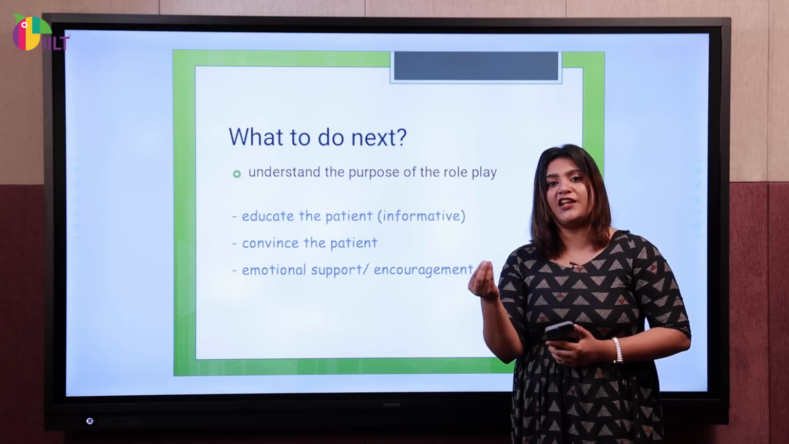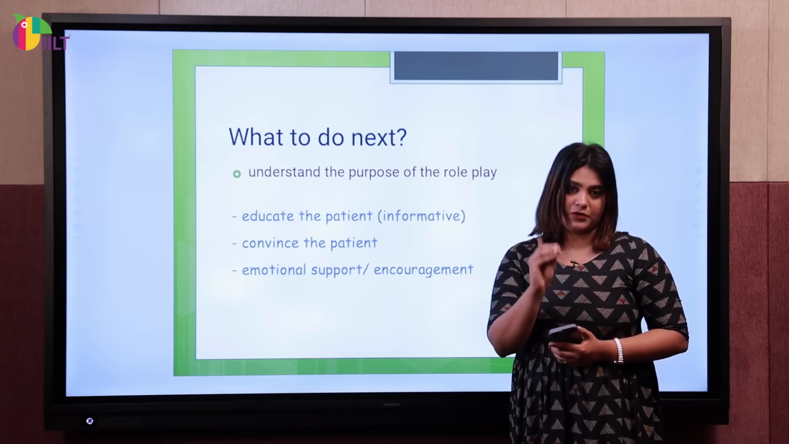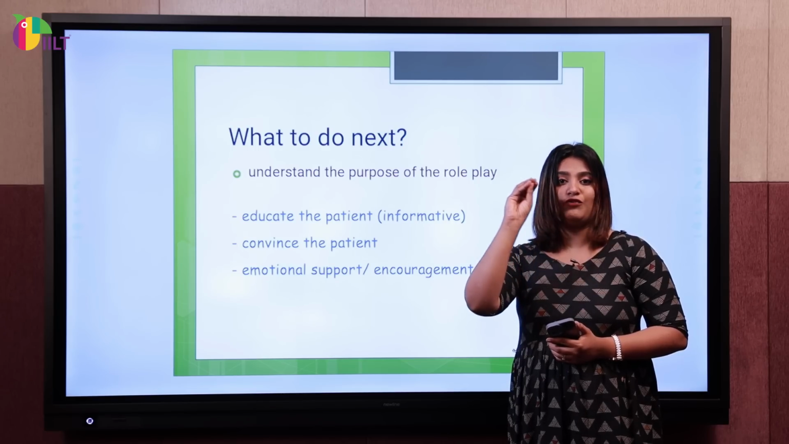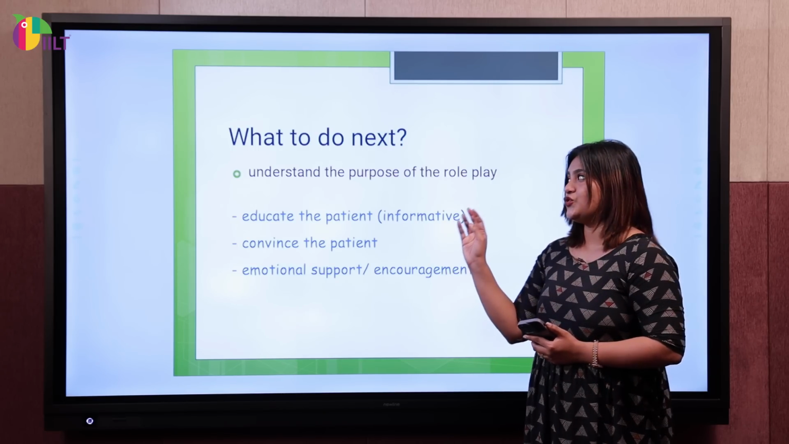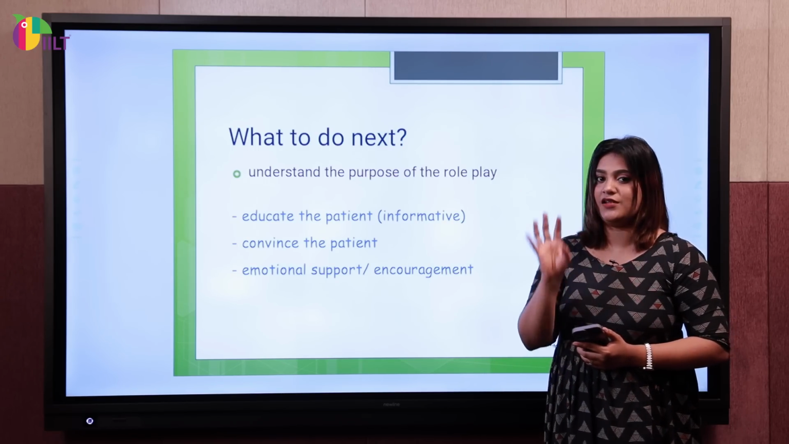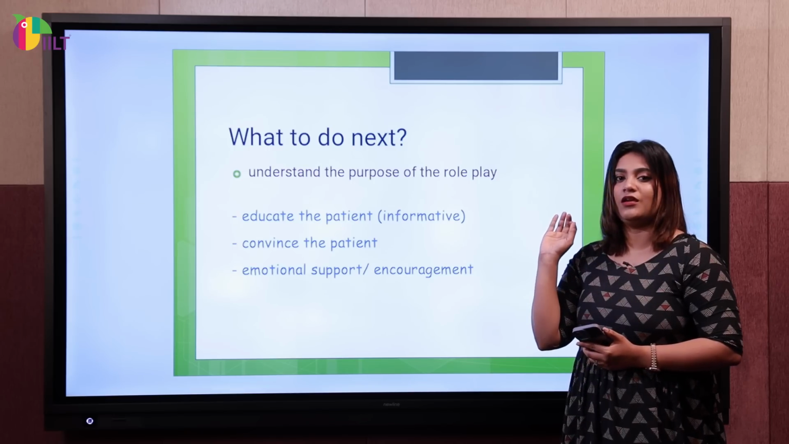So you need to have an idea about what exactly is your purpose as a nurse there and what you have to provide for the patient. Okay, so that is the next thing that you have to do. Understand the purpose of the role play.